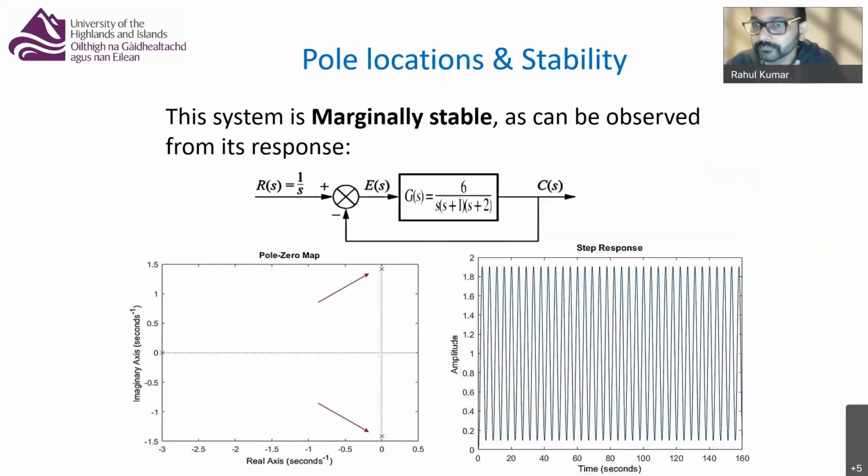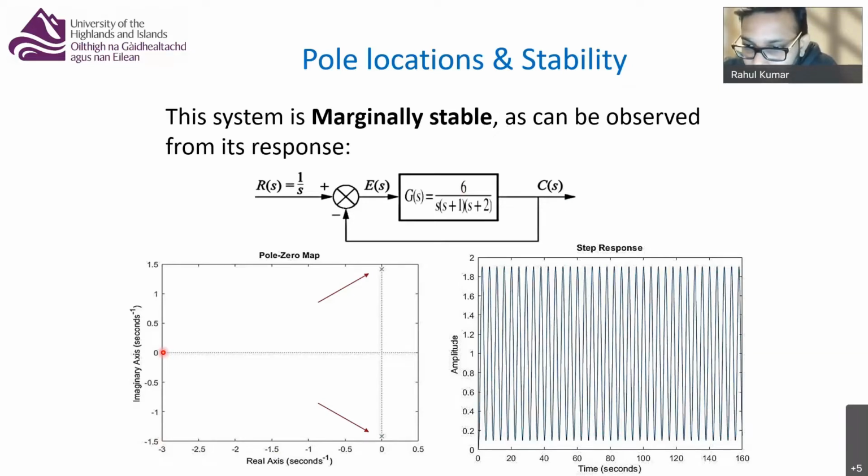Now, marginally stable. Again, I have taken the same transfer function or forward path gain, and instead of 7, I have now replaced it by 6 in the numerator. Rest everything is the same. Again, if you calculate G of s, the equivalent transfer function, and calculate the poles, you will see you have one negative pole at -3. So -3 is here, and I put a cross over here.